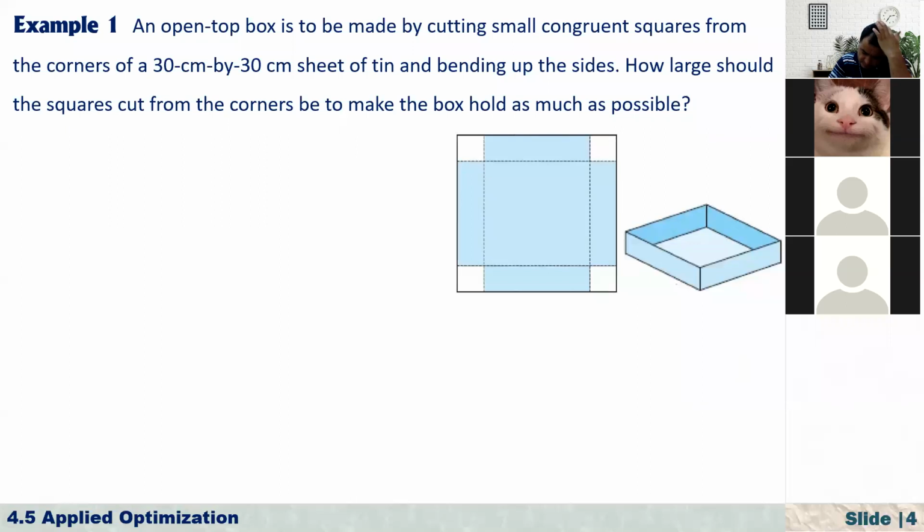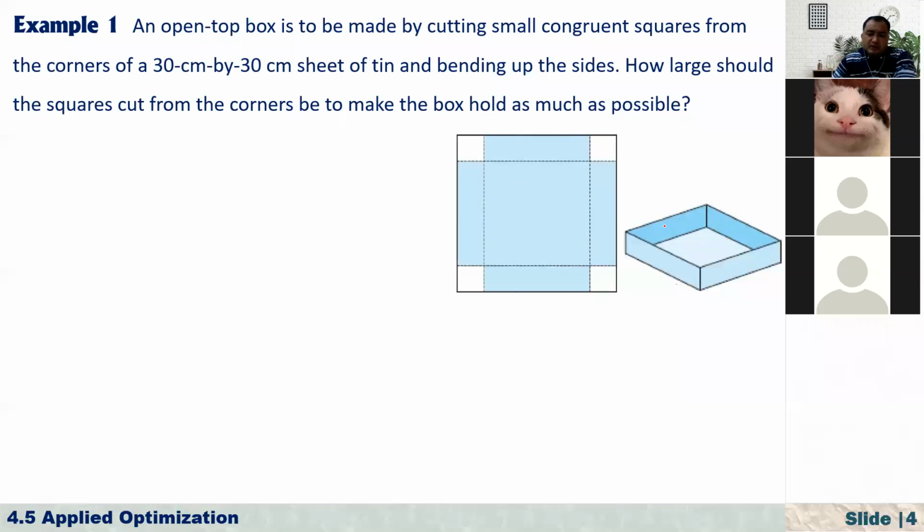So what does it mean? It means that you are given a rectangle, but here this 30 by 30 is just a square, right? A sheet of tin. So you are going to make some kind of container. How do you make a container? So we need to cut some corners, right? And after that, if you just fold them, you will get a container that is on the right-hand side. And since we want our container to hold as much as possible, it means its volume must be the greatest, the maximum.